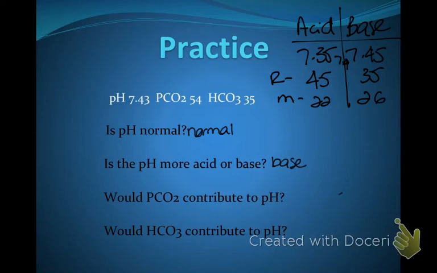Then we're going to look at the CO2. The CO2 is 54. So is the CO2 high or low? Well, it's 54. So we're looking at an acidotic, right? So if we're looking at an alkalotic base, does a high CO2 contribute to an alkalotic base? No, it doesn't. A high CO2 would contribute to an acidotic state. So we know that it's not the CO2.